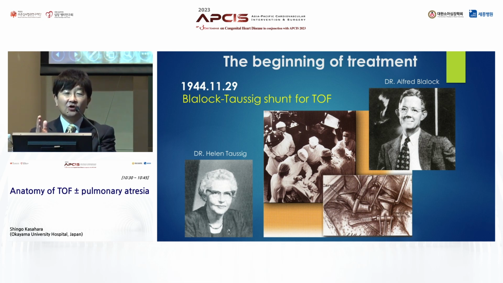So, at Johns Hopkins University, this 1944 Blalock-Taussig shunt: the right subclavian artery is cut off and then joined to the pulmonary artery. Then the blue baby recovers a little bit to pinkish. The baby survived.